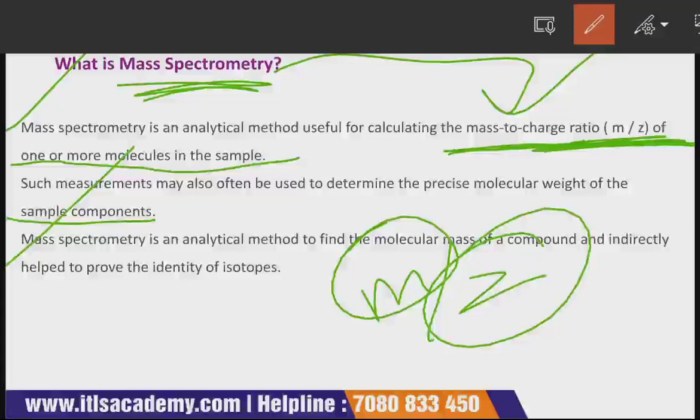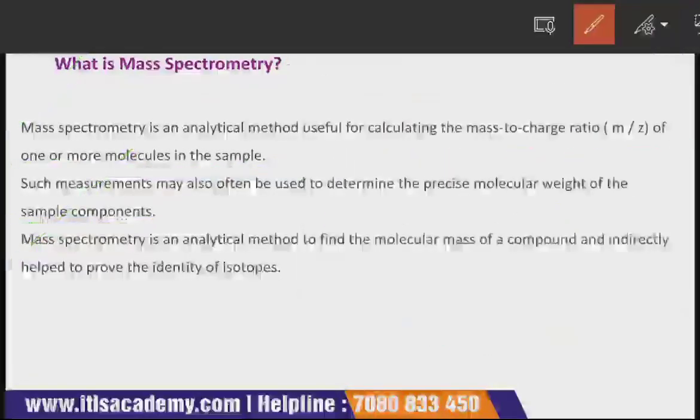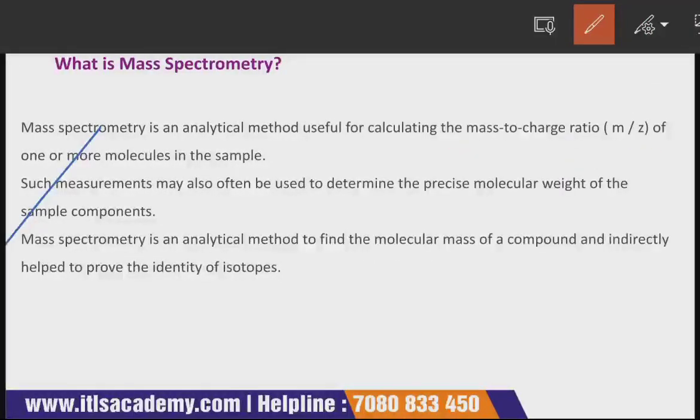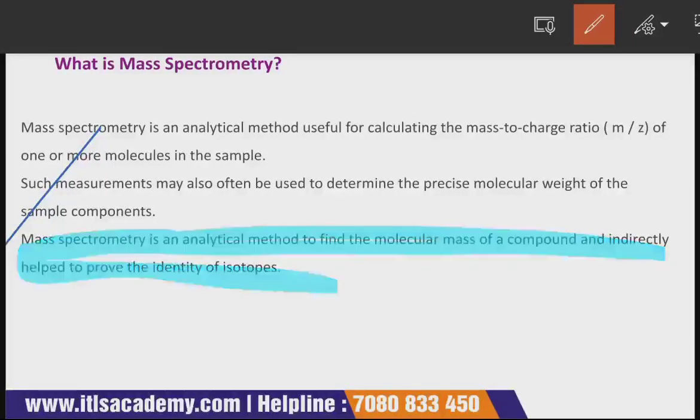Indirectly helps to prove the identical isotope. So in short, in an examination, if they ask you about this whole paragraph, what should the question be here? Mass spectrometry is an analytical technique, so which technique is used to identify the isotope? The technique is mass spectrometry.